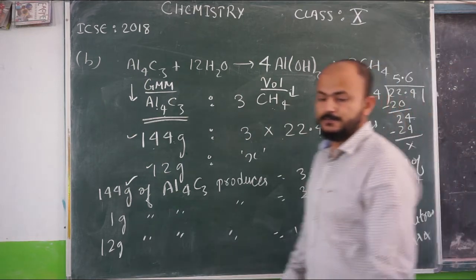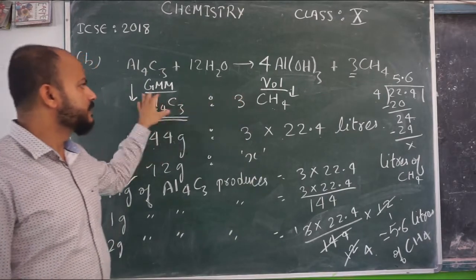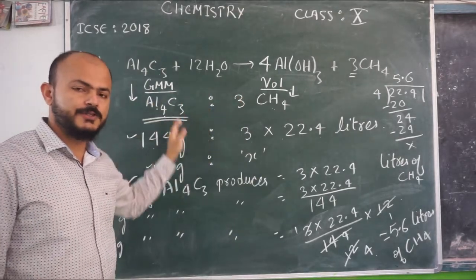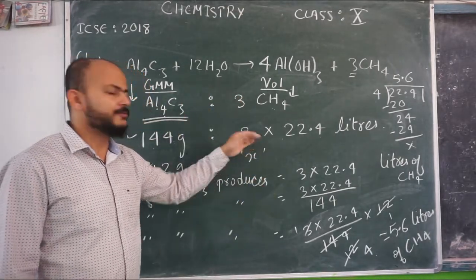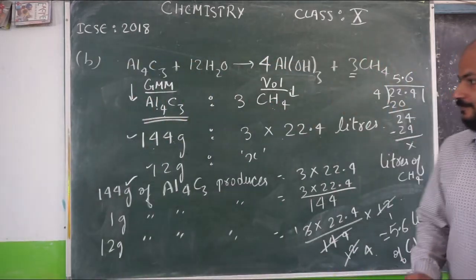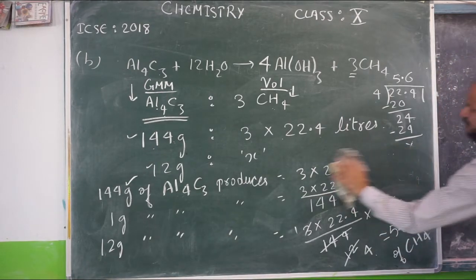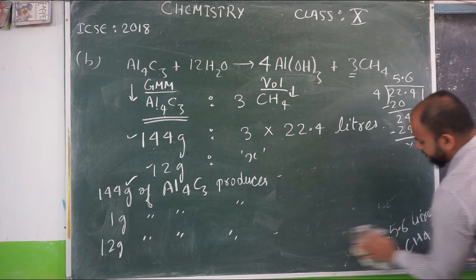So this is a very simple question. The most important part is writing the given information correctly. The 3 information is known, the 4th you have to calculate. Okay, hope this is clear. Now let's move on to the next question that came in the year 2018.